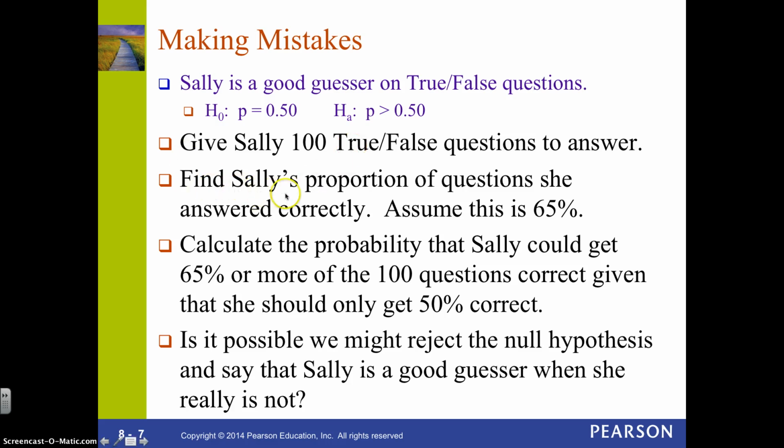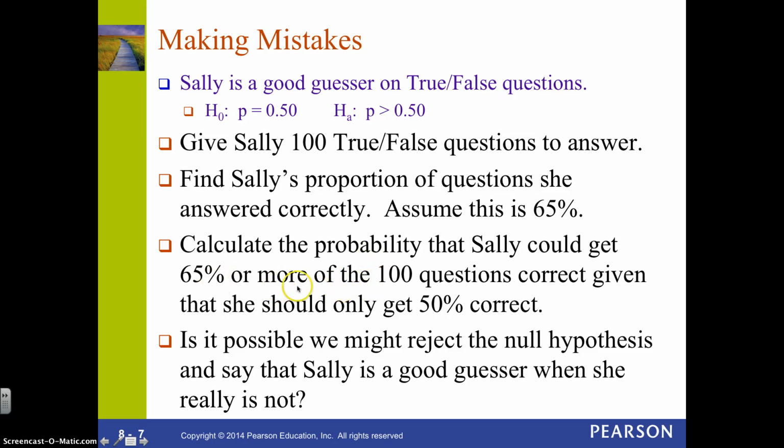Okay, so we're going to find Sally's proportion of questions she answered correctly. So let's just assume it's 65%. We're then going to calculate the probability that Sally could get 65% or more of the 100 questions correct, given that she should only get 50% correct. Okay, and based on that probability, this is actually what we're going to end up calling our p-value eventually. So based on that probability, we're going to determine if Sally's a good guesser.